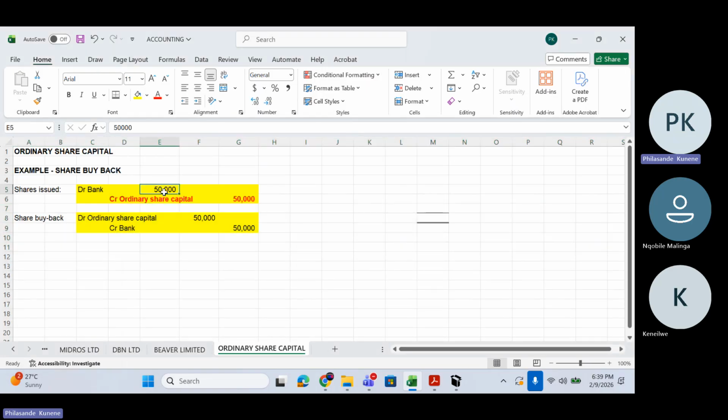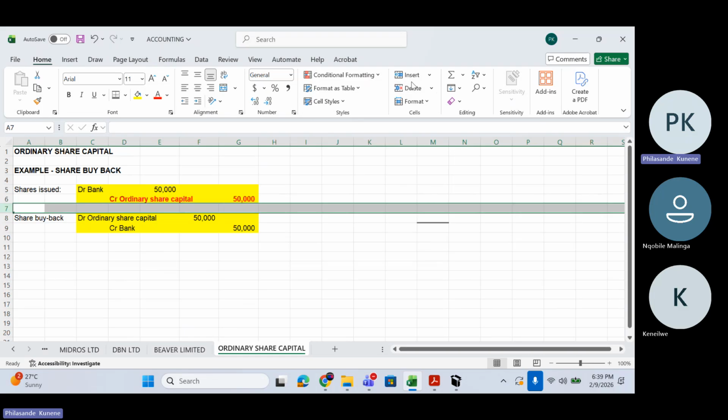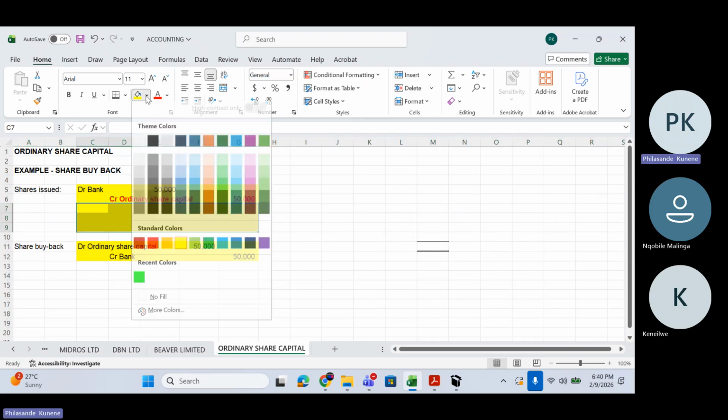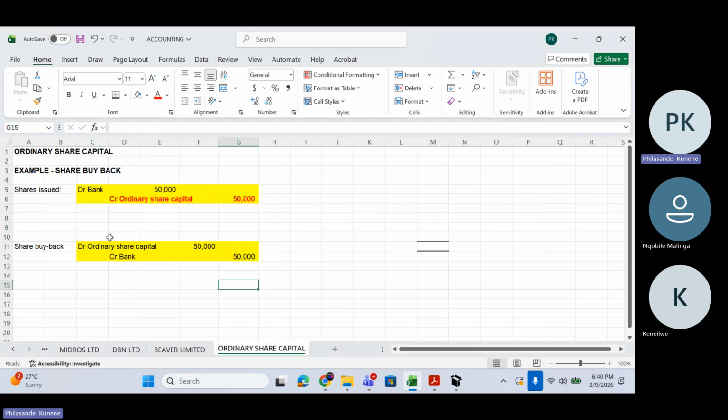If I issue the shares at 50,000, but I'm buying them at 60,000 rand, then that difference of 10,000 will go to retained income. That is the reason why we end up having retained income in this share buyback. Otherwise, there shouldn't be a retained income here. We're only going to have retained income if you purchase those shares at a price higher than what you issued for.